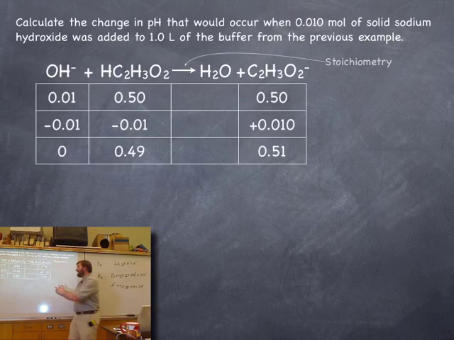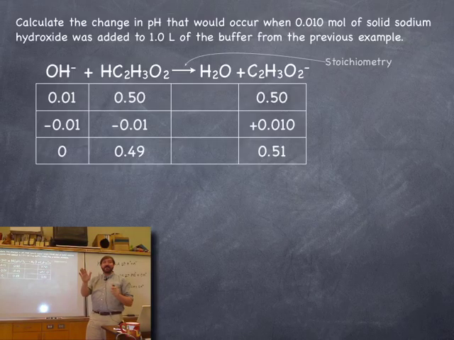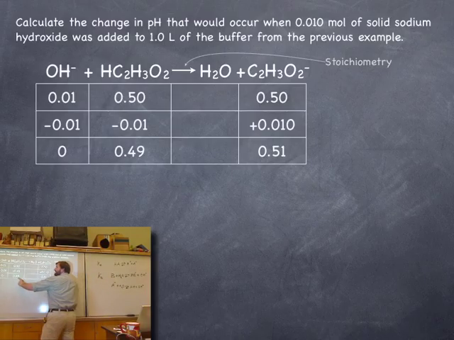Now, I'm going to take these two values. And the base is the buffer. The base is not the buffer. The base is the sodium hydroxide I added. The buffer is the solution that contains this stuff and this stuff. The buffer is the weak acid and its conjugate. The base is the sodium hydroxide I added that reacted with it.